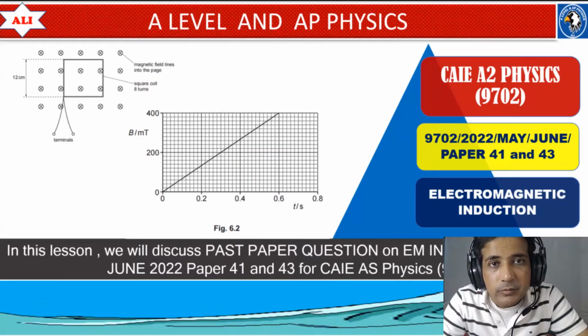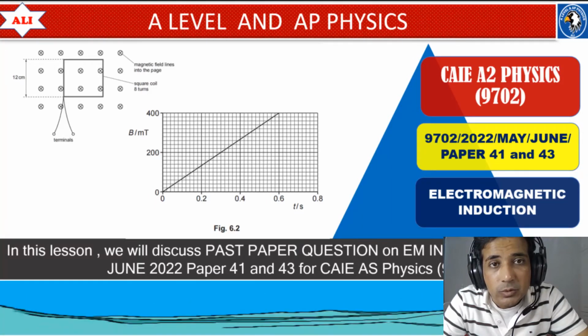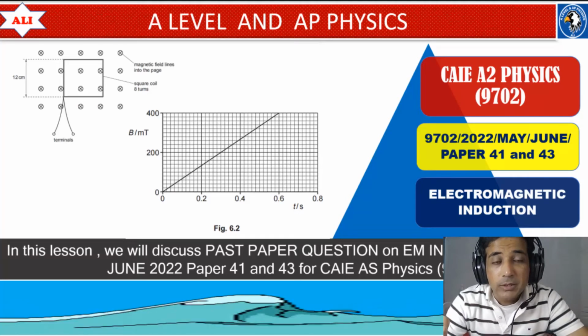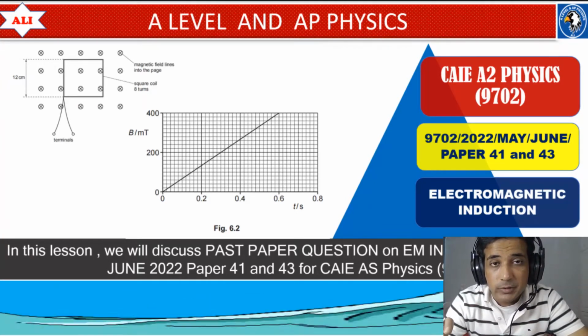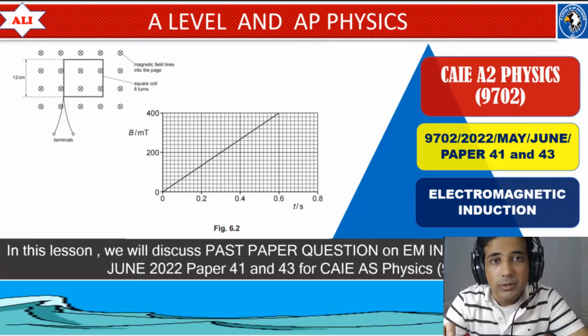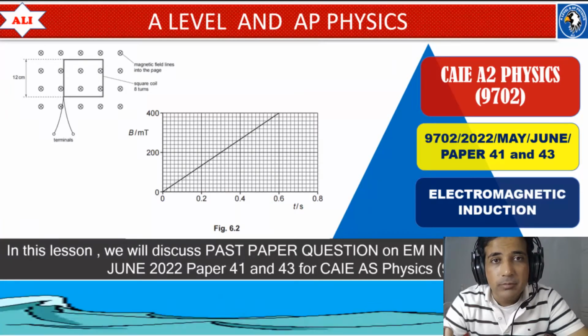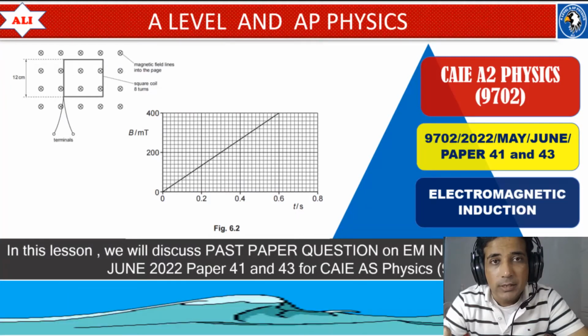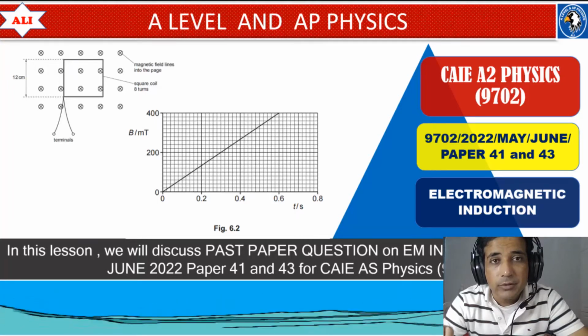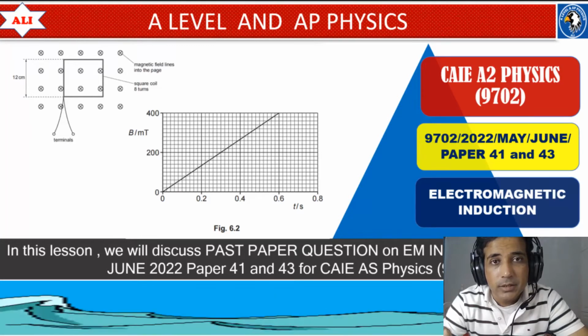In today's lesson, we will discuss a typical type of question on electromagnetic induction from May June 2022, Paper 4, Variant 1. In this question, we will talk about magnetic flux. We will discuss how to define magnetic flux. We will also talk about magnetic flux linkage and how to calculate it. After magnetic flux linkage, we will talk about induced EMF, and we will also discuss some other important points about electromagnetic induction. We will discuss these topics by solving past paper questions. Let's study together. Let's improve together.